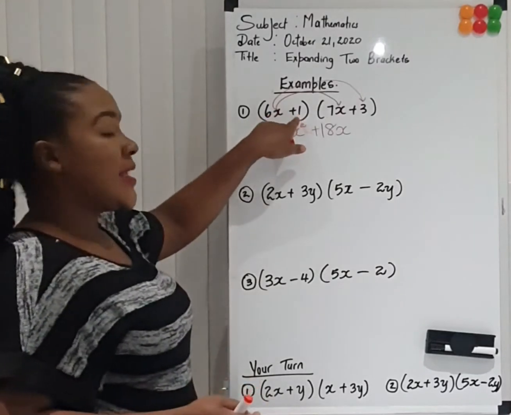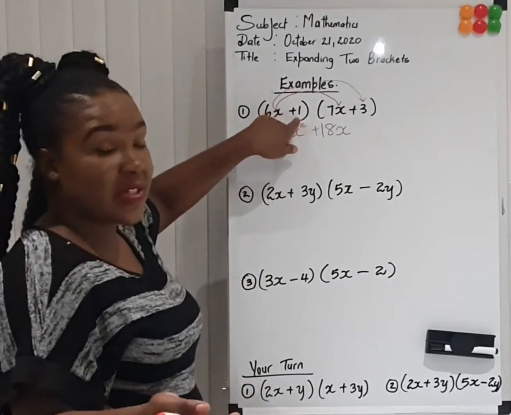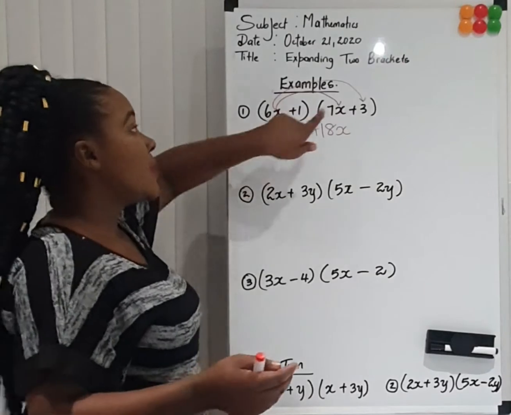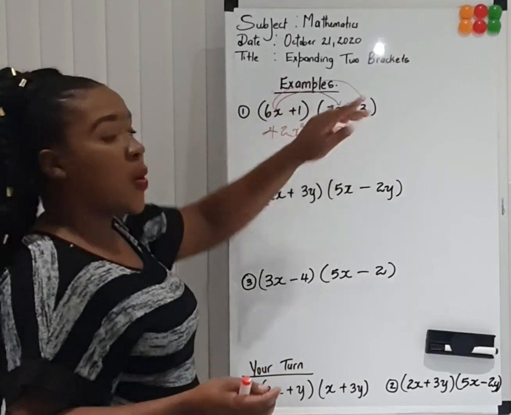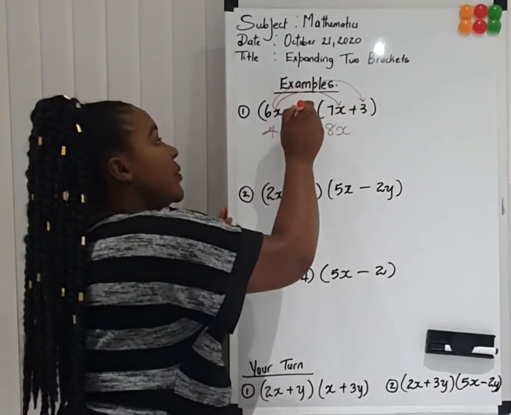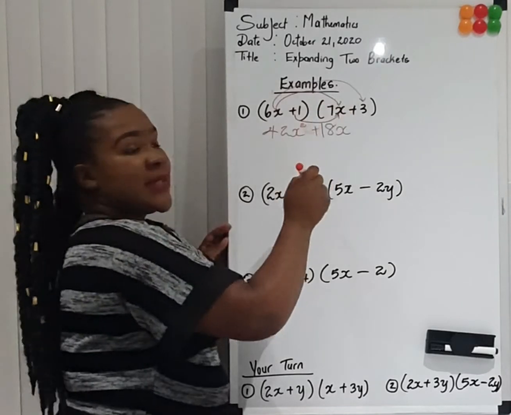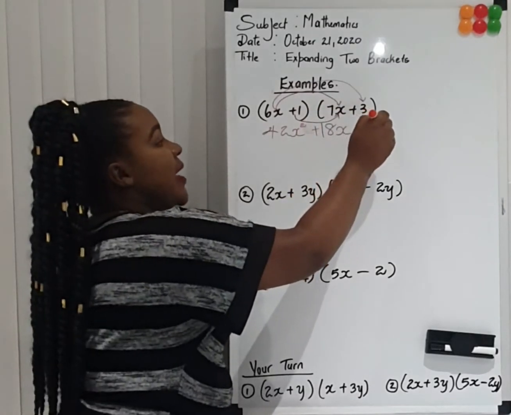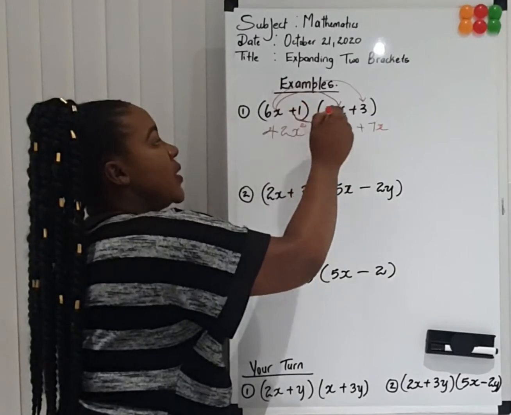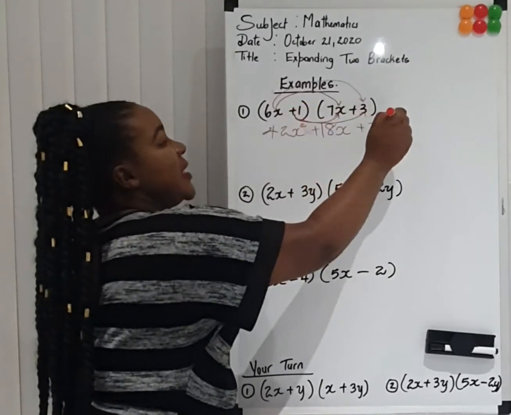We go on to the next term, which is our plus 1, or positive 1. I'm going to use it just the same to multiply our 7x and our 3. So 1 times 7x is 7x. And then 1 times 3 is 3.